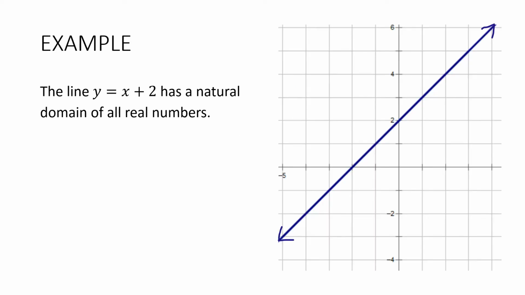So for example, the line y equals x plus 2 has a natural domain of all real numbers. What I mean by that is this line stretches in either direction to infinity. So in terms of x coordinates, it's always going to exist, all the way out here and all the way in the positive direction. So the natural domain is all real numbers. This is what we write: our function y equals x plus 2 is defined for all x such that x is an element of R, and R of course is the real numbers.